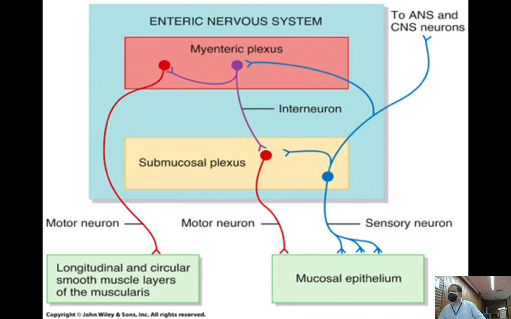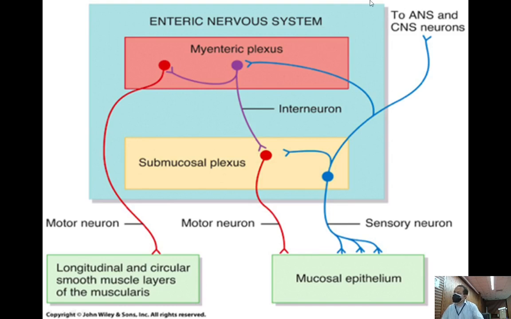When you talk of regulation of the gastrointestinal tract, we have to remember that you have neural control, number one, and neural control consists of two: one is intrinsic neural control, and the other is extrinsic neural control.